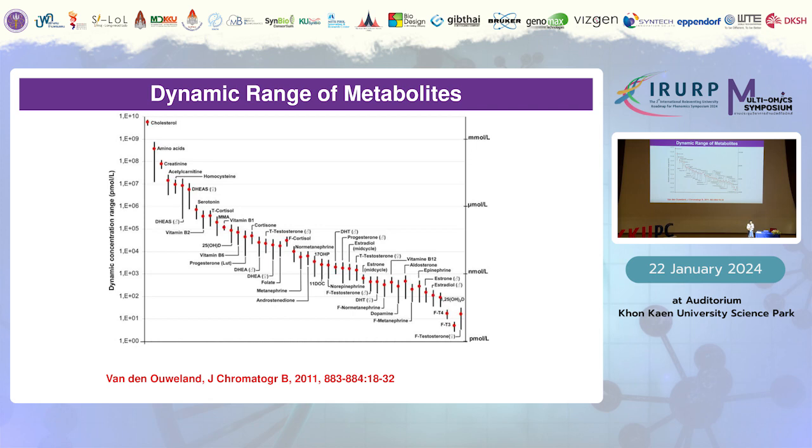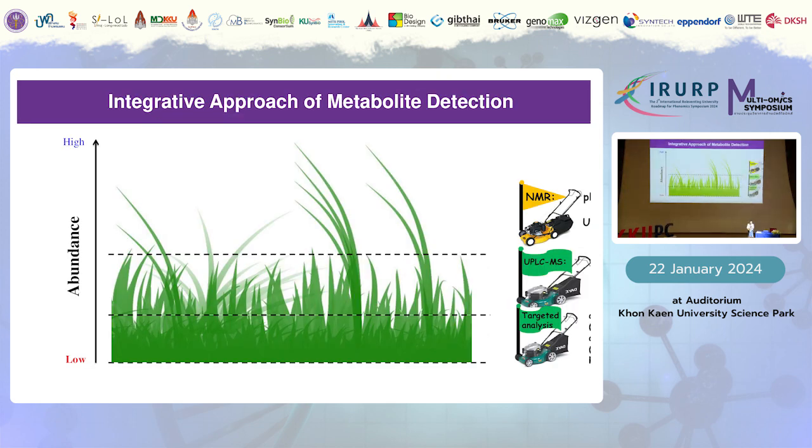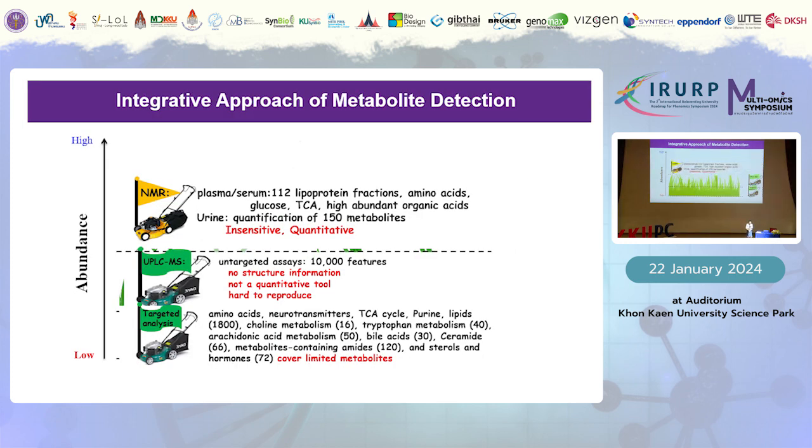Clearly, with this kind of complexity in structure and difference in dynamic range, one tool cannot solve all of this problem. So in Singapore Phenome Center, we take an integrated approach: the integration of NMR and LC-MS. NMR technology is very good for quantification, but it's very insensitive. And then we also have non-targeted LC-MS. Although it can give you a lot of features, the structure information is limited. One has to spend a lot of time to derive the structure information, and I think the quantification is probably not as good.